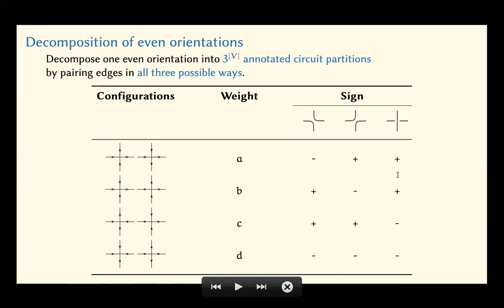So you can see there are 2 ways of pairing them with plus signs and 1 way of pairing with a minus sign. For a sink or source with weight D, because you can never pair an incoming edge with an outgoing edge, all 3 pairings give you a minus sign. So this way we decompose each even orientation into 3 to the number of vertices many annotated circuit partitions.